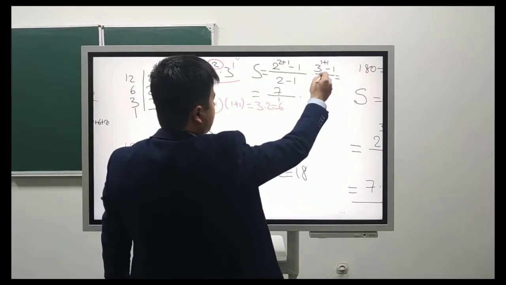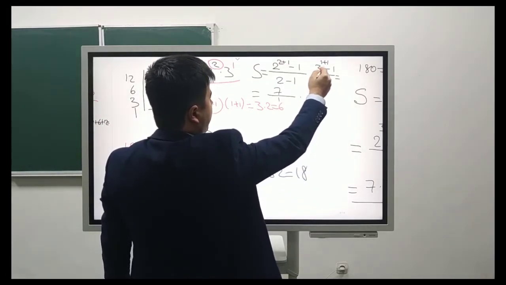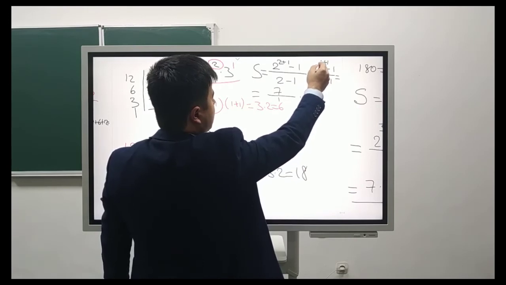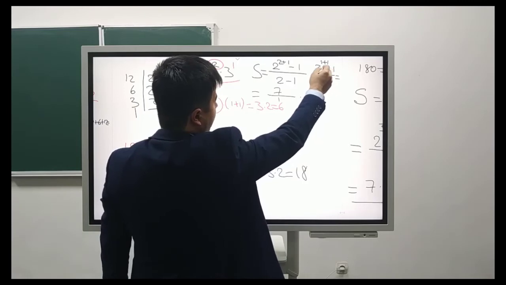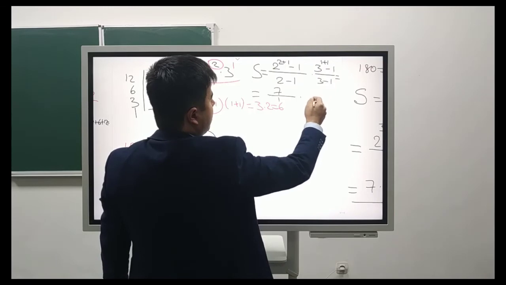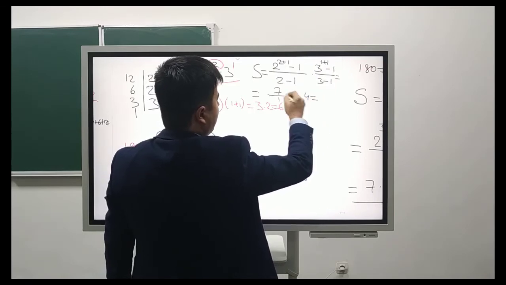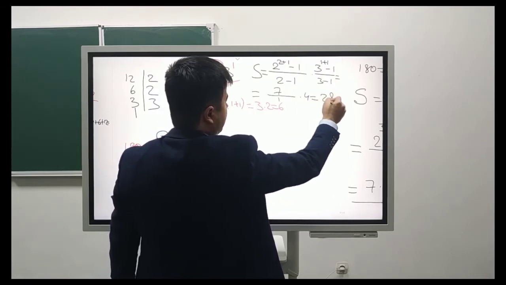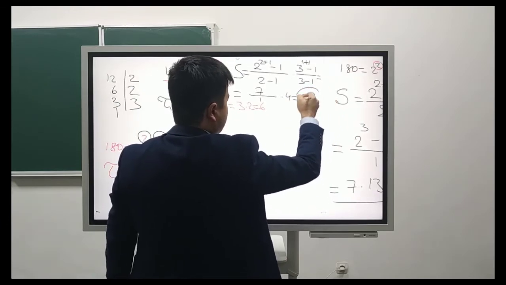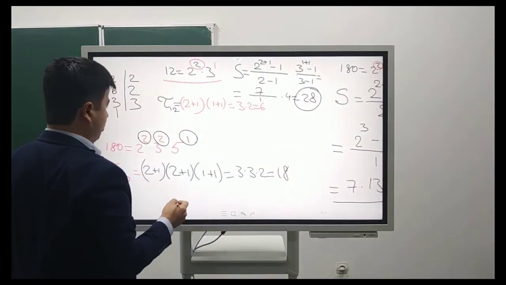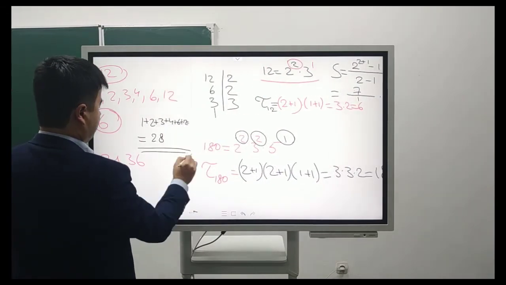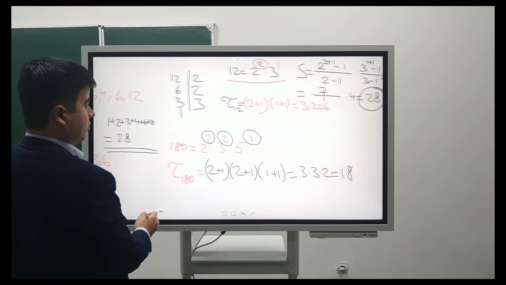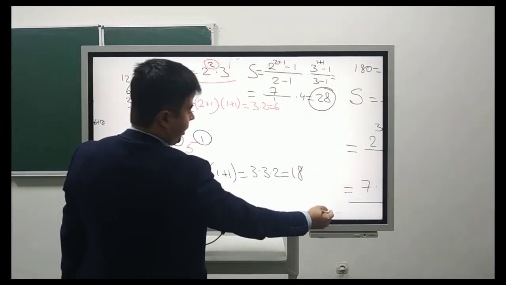The next one is, here we have 3 squared, it is 9. 9 minus 1 is 8. 8 over 2, it is 4. So 7 times 4, it is 28. So we get our 28. The sum is 28. By the formula also we get 28.